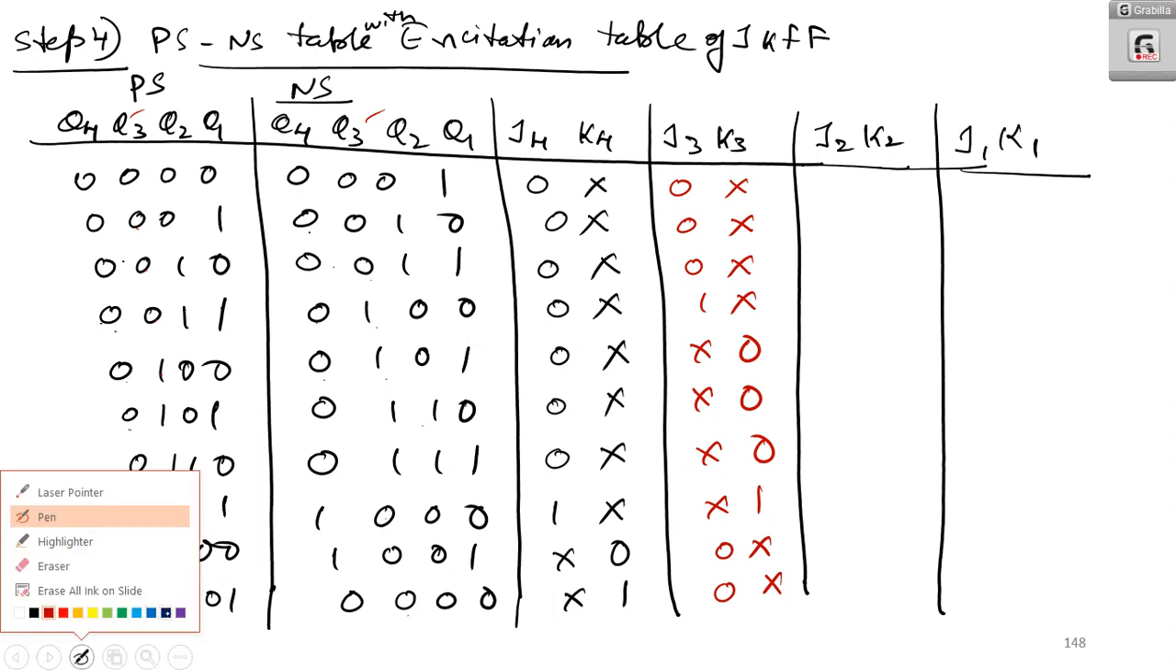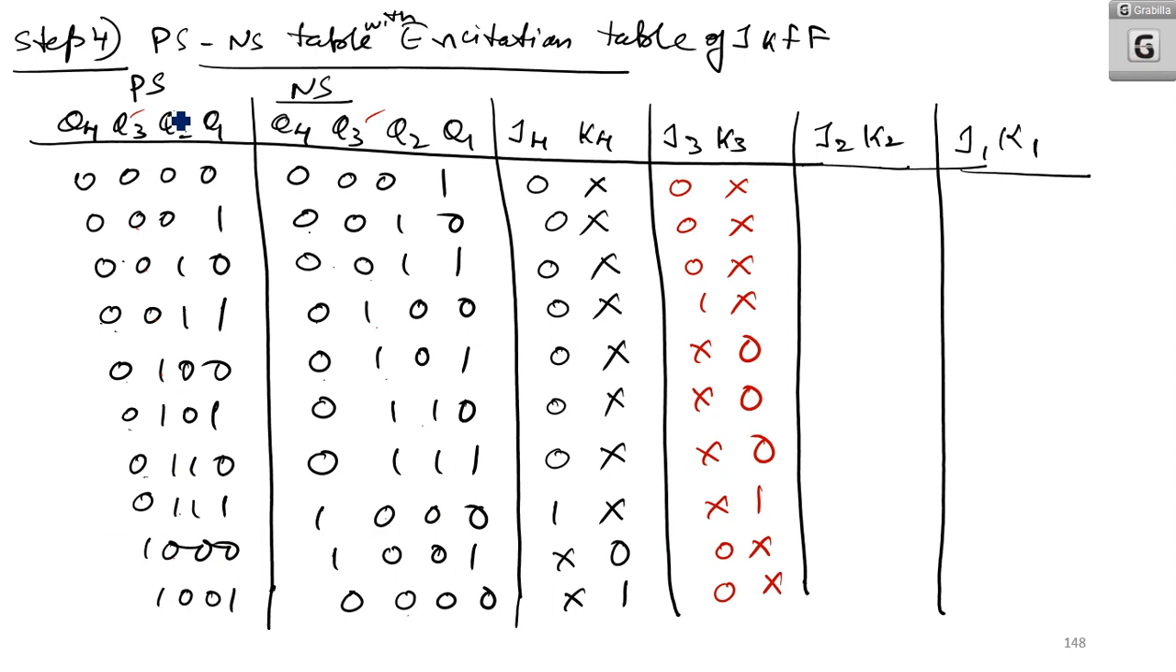Here you need to take what? Here you need to take present state Q2 and next state Q2. So it is 0 to 0. 0 to 0 means it is 0, don't care. 0 to 1 means set. So it is 1, don't care. 1 to 1, don't care 0. 1 to 0, it is reset. So it is don't care 1.